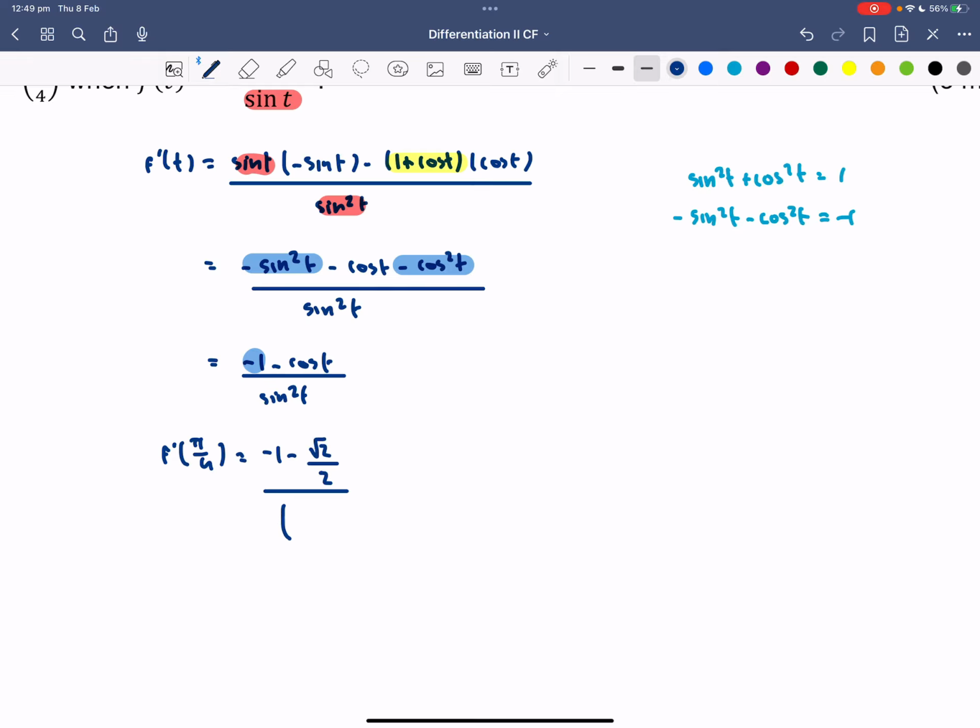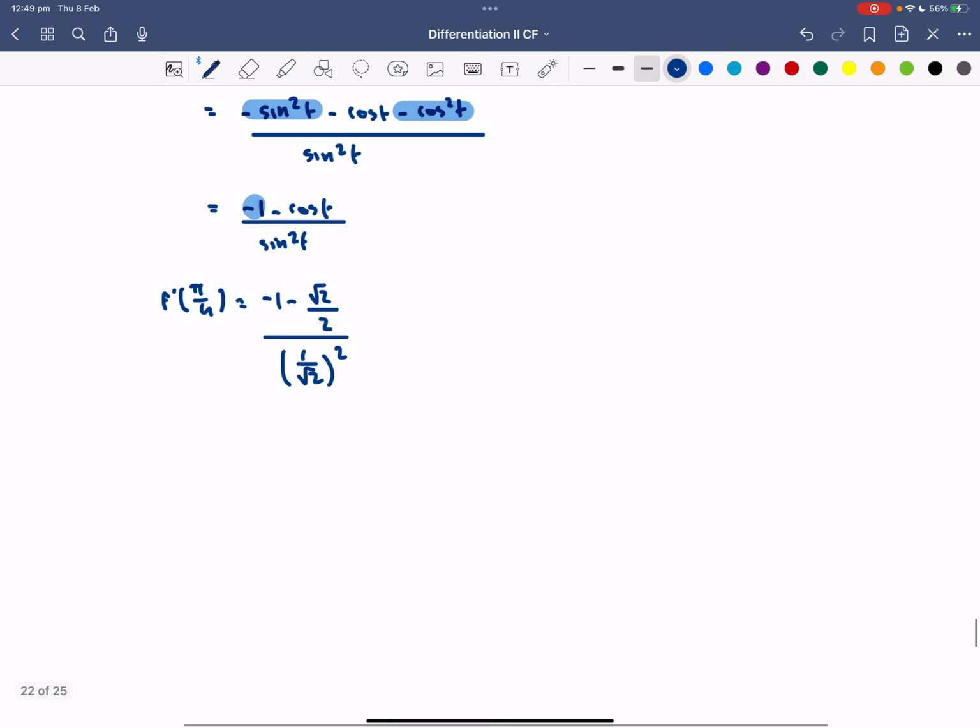And on the bottom, sine 45 is 1 on root 2, and squared. Notice I'm not writing root 2 on 2 on the bottom, because when I square it, the root will disappear. All right, so that gives us minus 1 on root 2 on 2 and divide by half. And everyone knows that divide by half means times by 2.